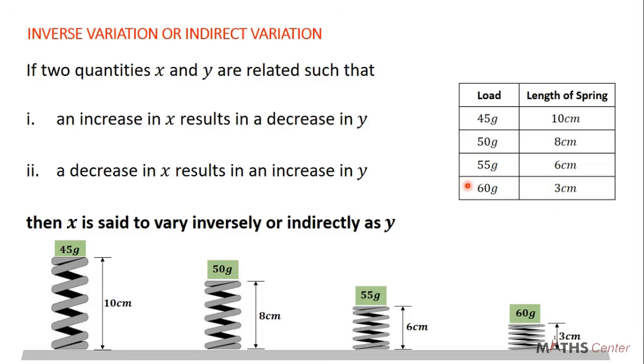This type of relationship is what we refer to as inverse or indirect variation. As one quantity increases, the other decreases, and as one quantity decreases, the other increases. This is inverse or indirect variation.